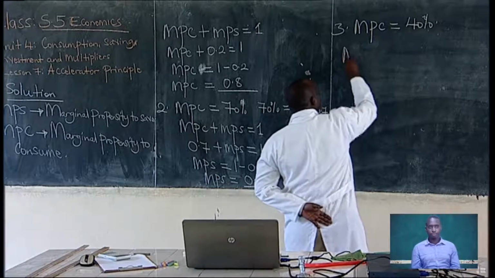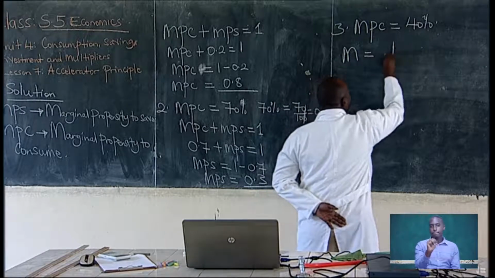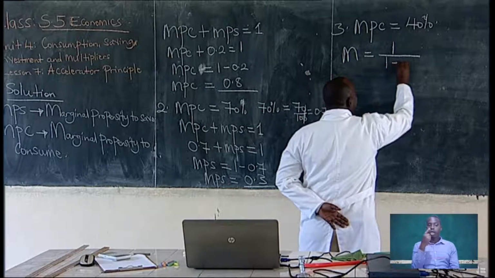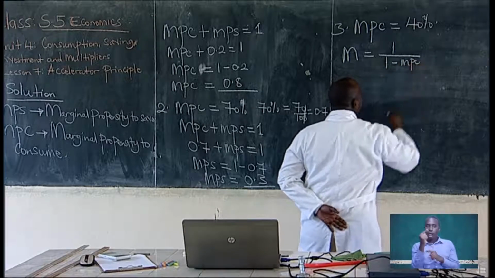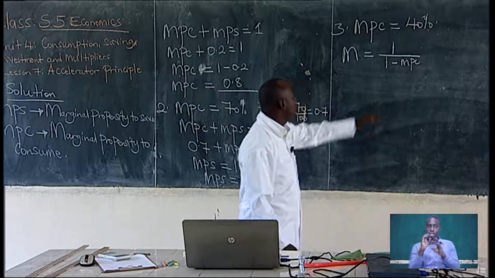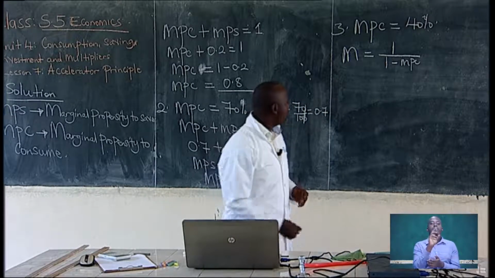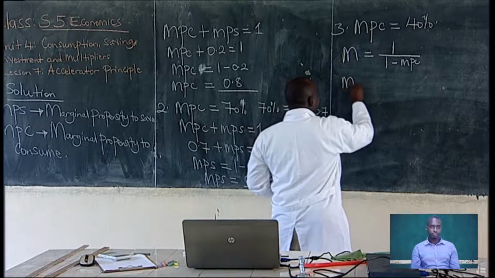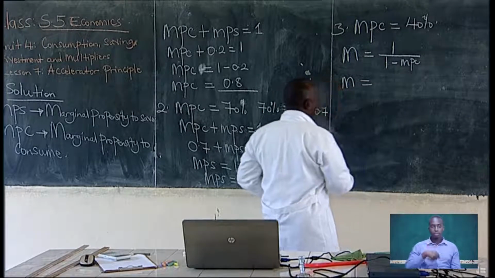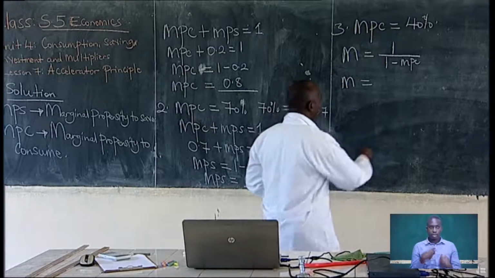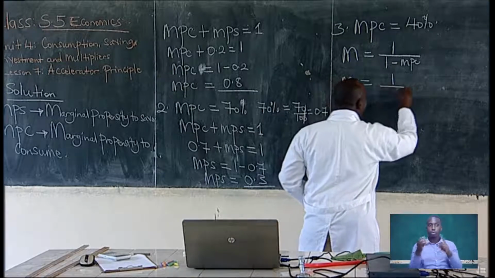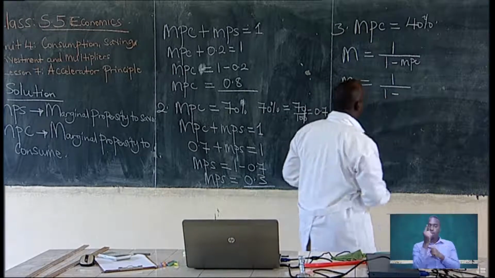Now, to get the multiplier, which is M, is equal to 1 divided by 1 minus marginal propensity to consume. If we are given marginal propensity to consume, we shall use this formula. Now, our multiplier will be 1 divided by 1 minus 0.4.